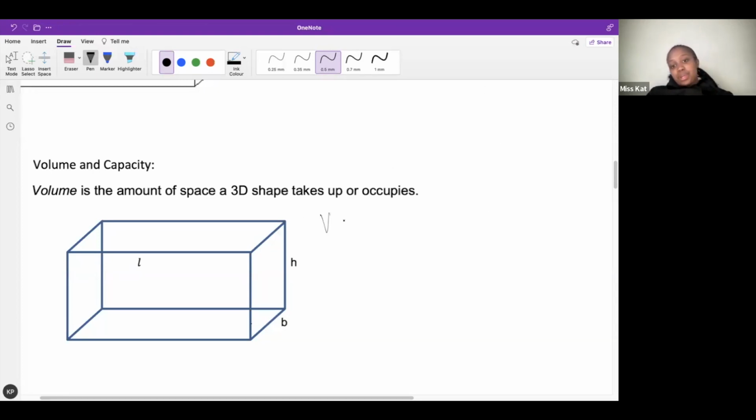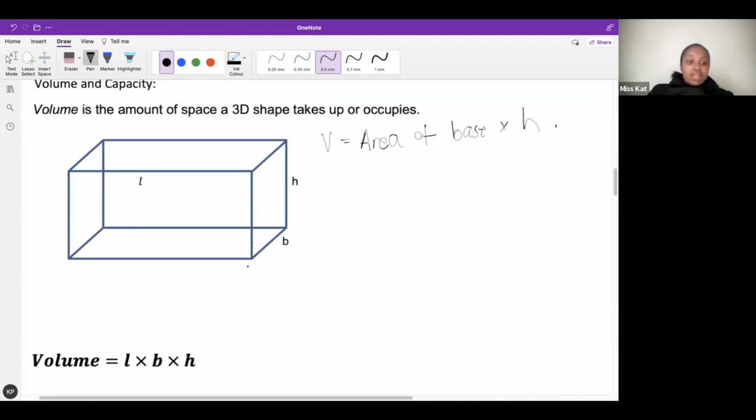So volume will be area of the base times the height. Okay. So look there. In this case, you said our base is a rectangle. That's why the part where it says area of base, we have length times breadth. Do you see that? Because that's how you work out the area of a rectangle, isn't it? Yes, it is.